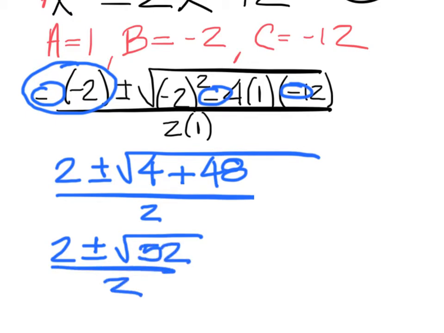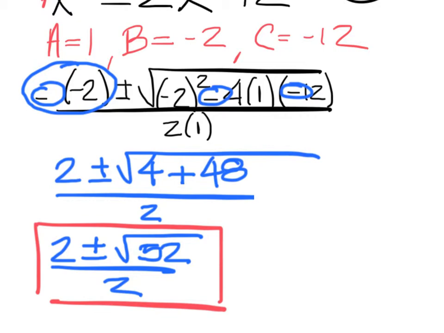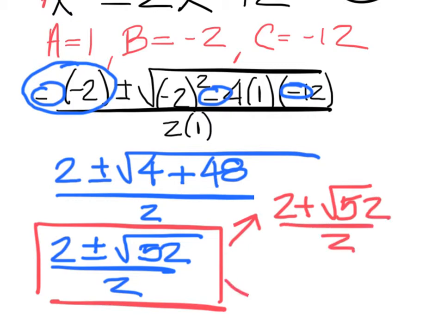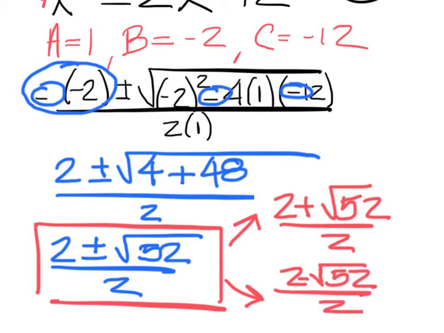When you get to your final answer and the number under the square root sign is not a perfect square, 52 is not a perfect square, then you can leave your answer like that. Or you can write it as 2 plus square root of 52 over 2, or 2 minus the square root of 52 over 2.